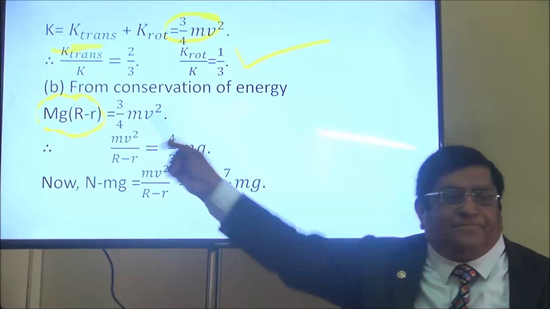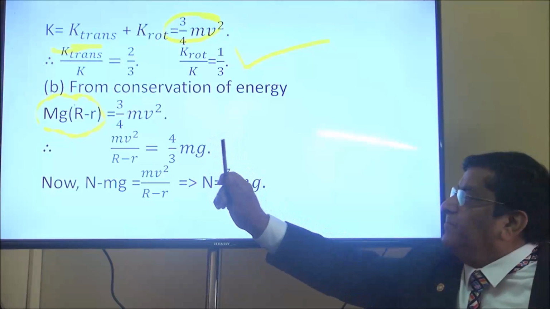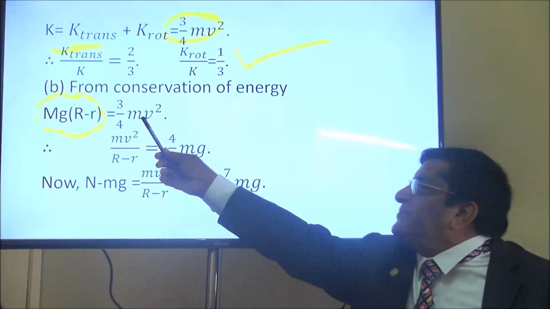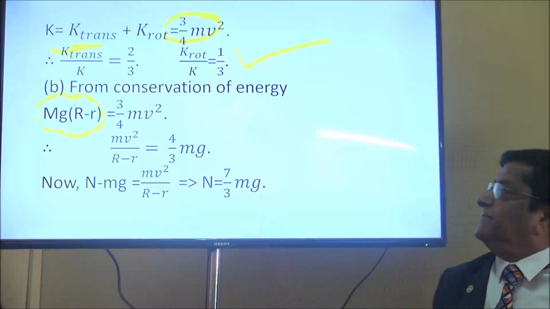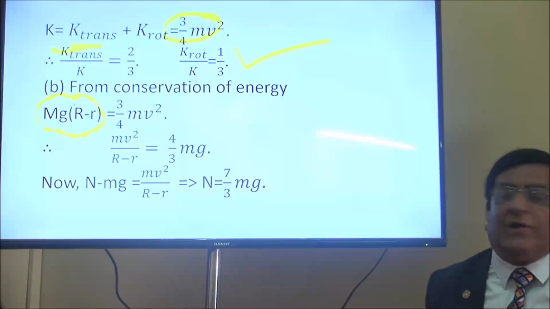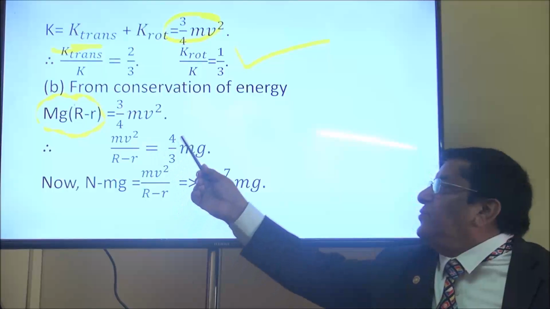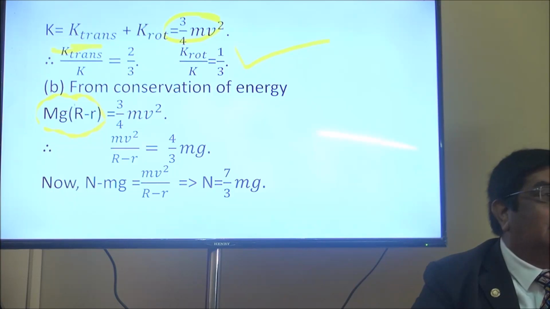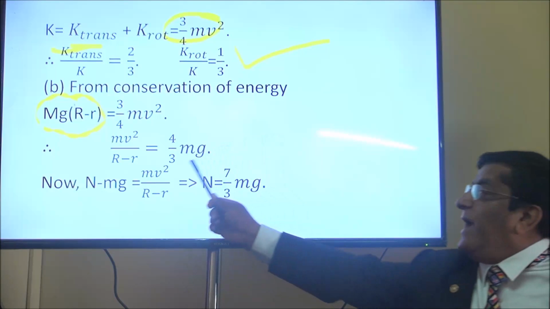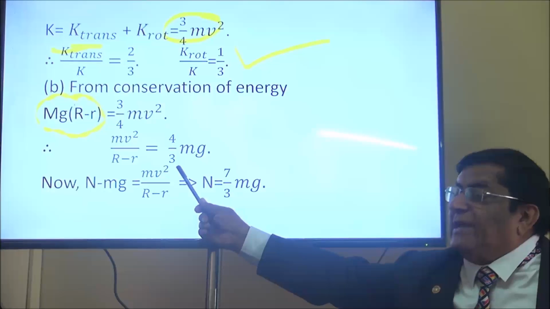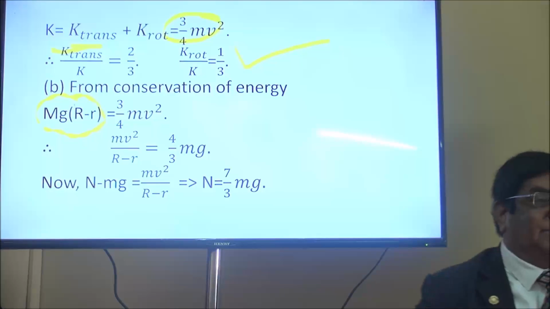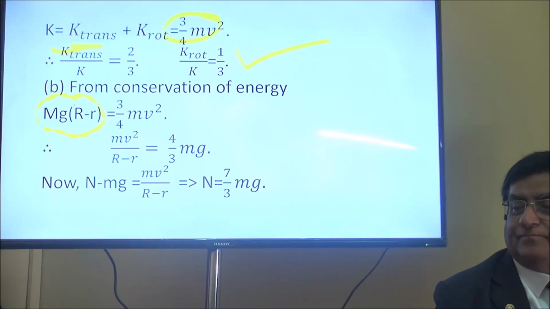These two are equal. Okay, cancel out m. And what do we want? We want mv square upon R minus r. So mv square is here. Transfer this R minus r here. Rest everything there. What do you get? mv square upon r is equal to 4/3 mg. This is which force? Centripetal force. And what is our total force? Centripetal plus mg. So add 1 mg with this. 4 upon 3 mg plus 1 mg. How much will it come to? 7 by 3 mg. This is how we make it. Is this point clear?